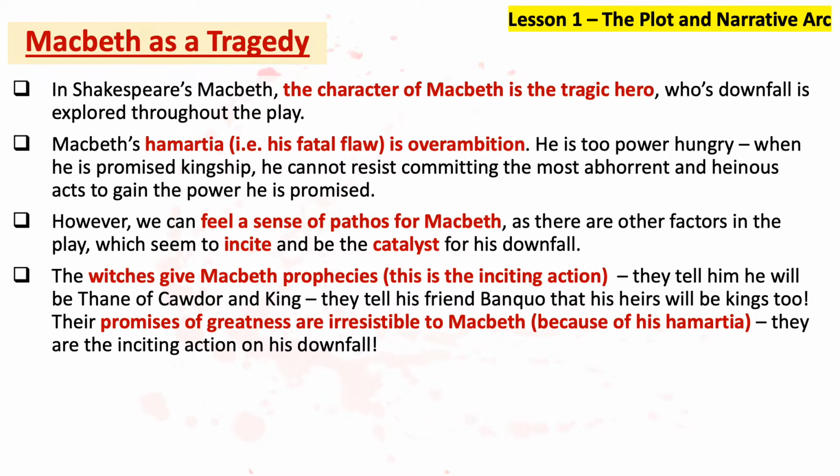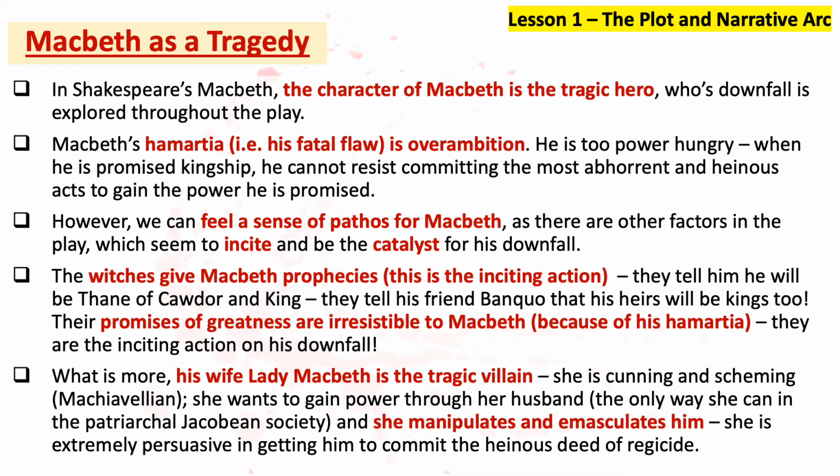The witches in this inciting action tell him he will be Thane of Cawdor and ultimately King of Scotland. They tell his friend Banquo that his heirs will be kings too. And these promises of greatness, as we've said, are irresistible to Macbeth because he is so overly ambitious. And ultimately, as I've already said, they are the inciting action, the thing that sets him off on this path of destruction and on this path to his downfall.